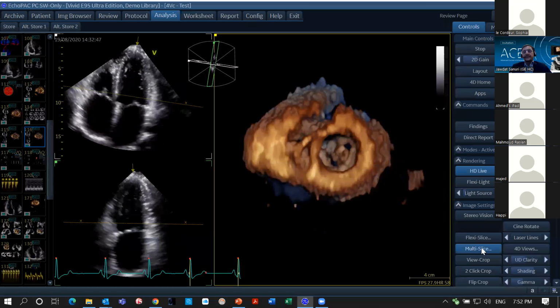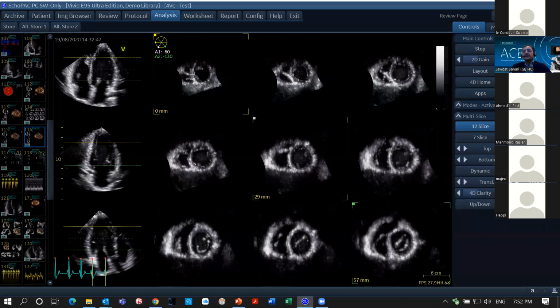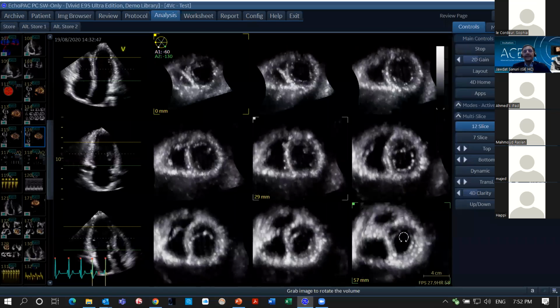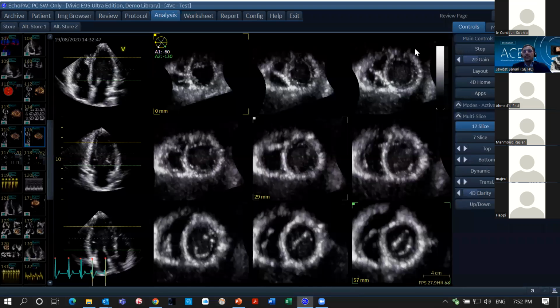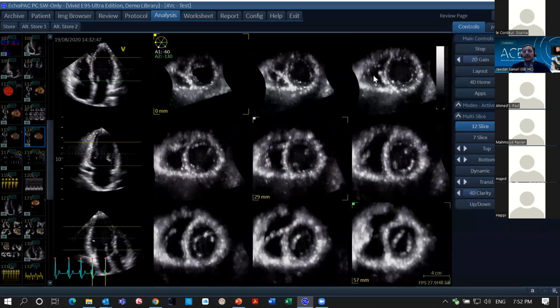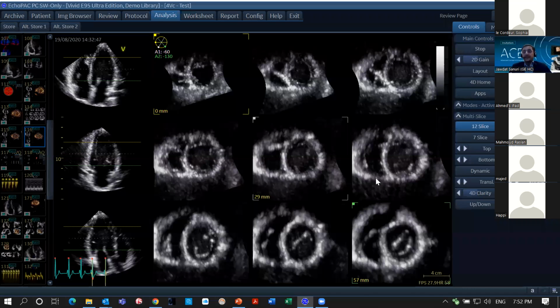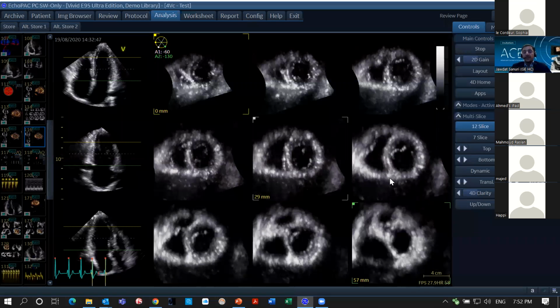Multi-slice, and now you can see the short axis views. And let me just zoom that a little bit. And here you can see all the rings of the LV from base all the way to apex. Lateral wall is in, posterior wall, anterior lateral, anterior septal, septum. Also for the RV, it's actually all in. You can see posterior wall, free wall, anterior junction, posterior junction of the RV.